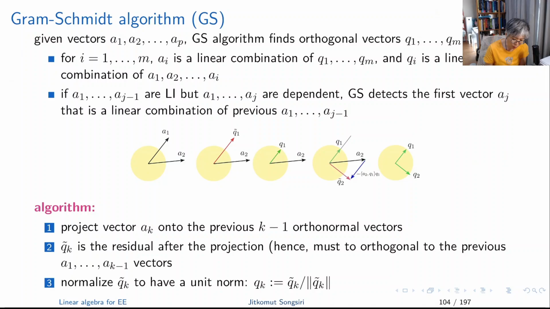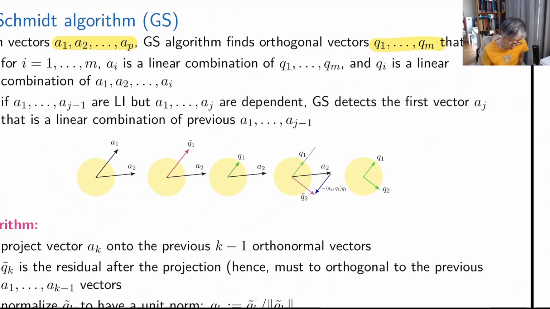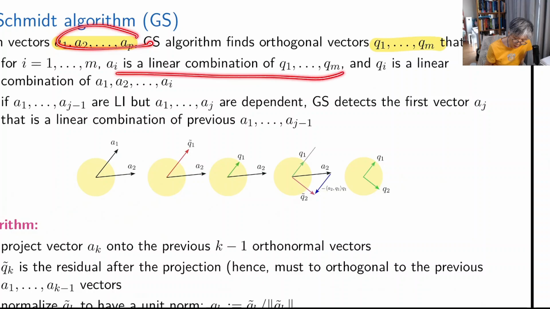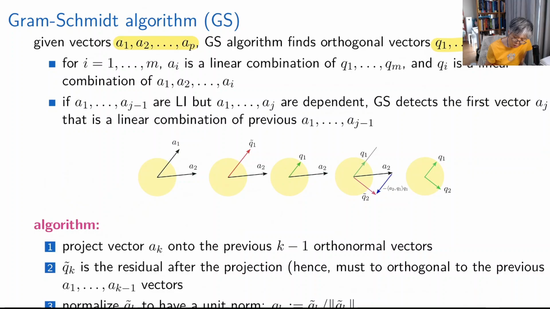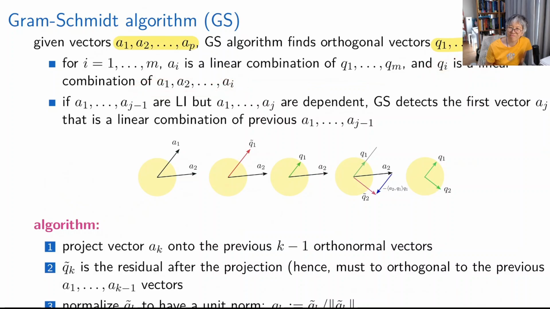The setting is you have a set of vectors, a1 through aP. You have P vectors. The goal of the Gram-Schmidt algorithm is to find orthogonal vectors q1 until qM, with the property that your original vector a will be a linear combination of all those q's, and vice versa, which means q is also a linear combination of all those a's.